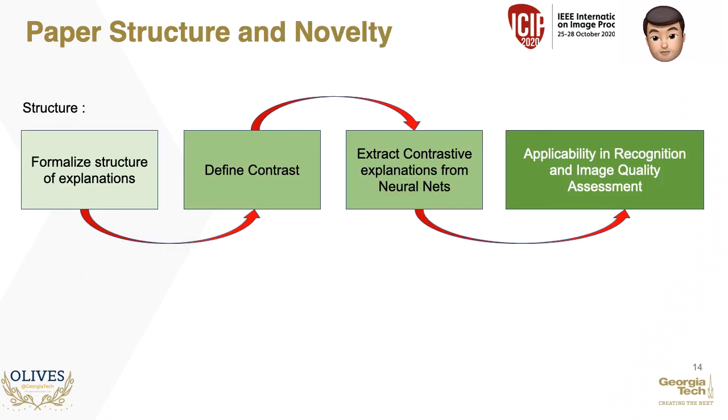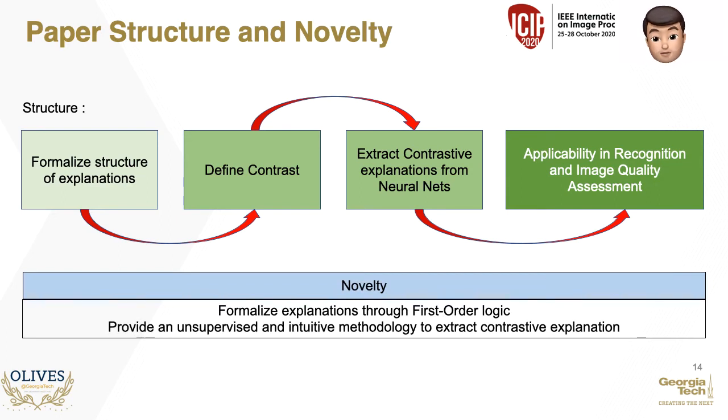This leads us to the overall structure and novelty of our paper. We first formalize existing structures of explanations before defining contrast and extracting them. We then apply them in two applications: recognition and image quality assessment. Doing so provides our novelty. We question the nature of current explanations and formalize them through first order logic. And then the method itself is a simple and intuitive extension to existing techniques of YP explanations.